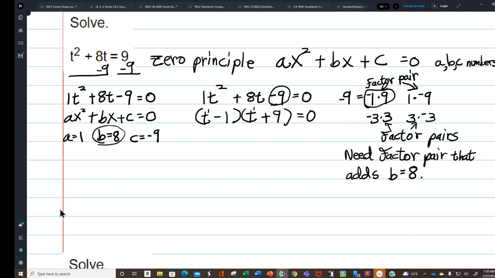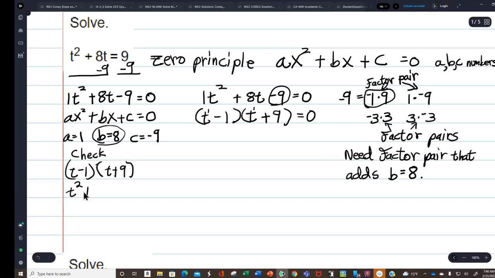Okay, now I'm going to make sure I did this correctly. So I'm going to write check. T minus 1 times T plus 9. That's going to be T squared plus 9t. So let me make arrows first so you know what I'm doing. I am multiplying this t times t plus 9, and then I'm taking the minus 1 and multiplying by t and plus 9.